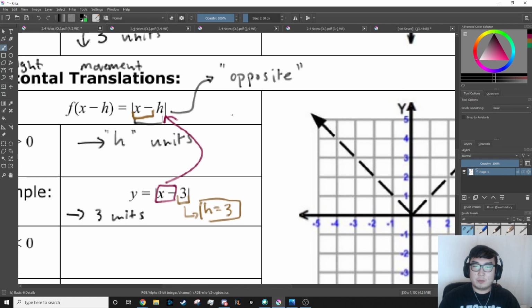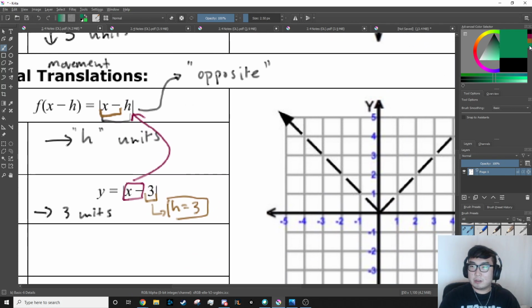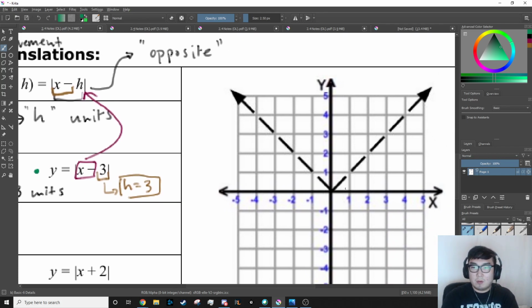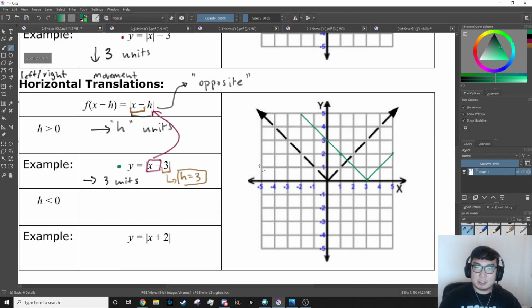This one's like the seaweed color that I like. I will draw it like so. 1, 2, 3. Bada bing, bada bing. Nice.